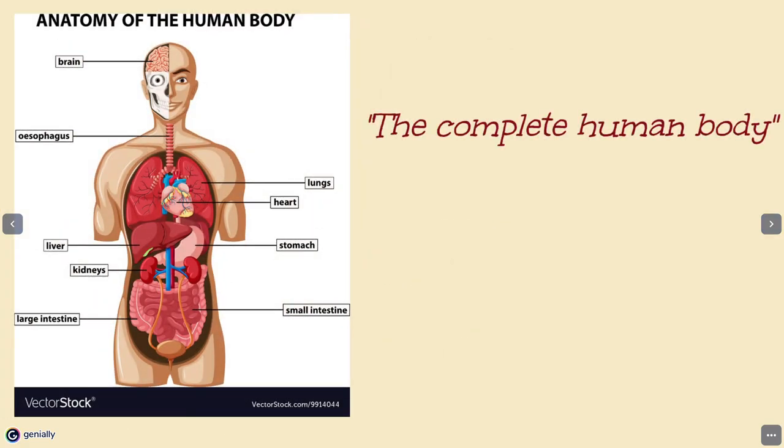And it is a complete human body. We talked about our brain and met Mr. Brain. And esophagus, lungs, heart, stomach, liver, kidneys, small intestine, large intestine, our pancreas, salivary glands, and all. And this is the complete human body.